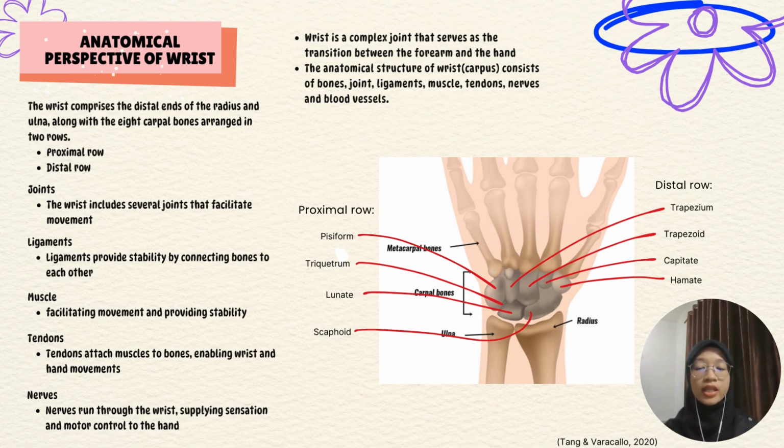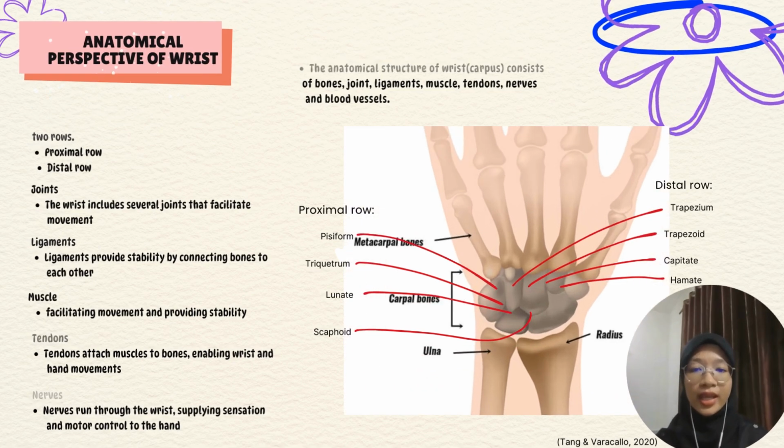For ligaments, ligaments provide stability by connecting bones to each other. We have intrinsic and extrinsic ligaments. For muscle, muscles facilitate movement and provide stability. We have extensor muscles and also flexor muscles. For tendons, tendons attach muscle to bones, enabling wrist and hand movement, and nerves run through the wrist, supplying sensation and motor control to the hand.